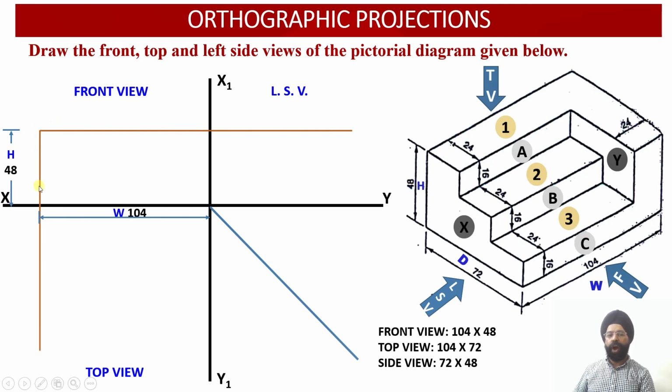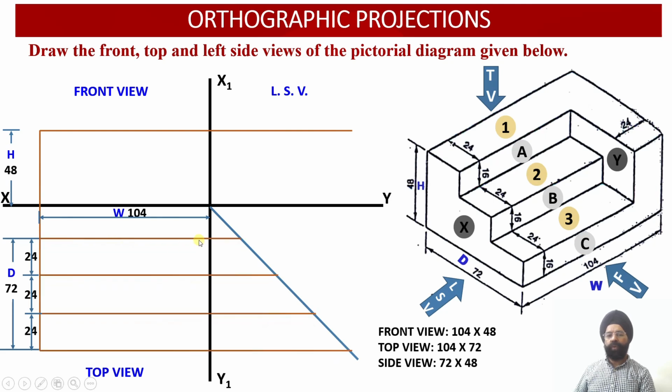So within this block I am going to locate the construction of the front view, and this horizontal line corresponding to the height of the solid will be projected along to the left side view also, because in the left side view again the height of the solid has to be produced. Similarly the width dimensions will be projected onto the top view also, because in the top view the width of the solid will be visible to us. And the depth of the solid, you can check, is equal to 72 millimeter. So this is the width of the solid which is equal to 104 millimeter.